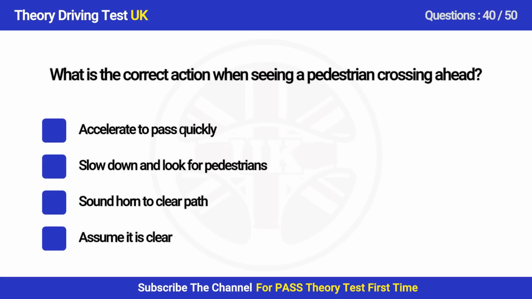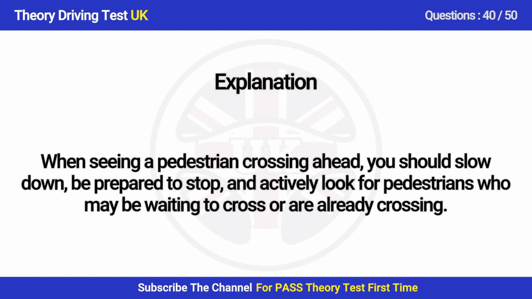Question 40. What is the correct action when seeing a pedestrian crossing ahead? A. Accelerate to pass quickly. B. Slow down and look for pedestrians. C. Sound horn to clear path. D. Assume it is clear. Answer is B. Slow down and look for pedestrians. When seeing a pedestrian crossing ahead, you should slow down, be prepared to stop, and actively look for pedestrians who may be waiting to cross or are already crossing.